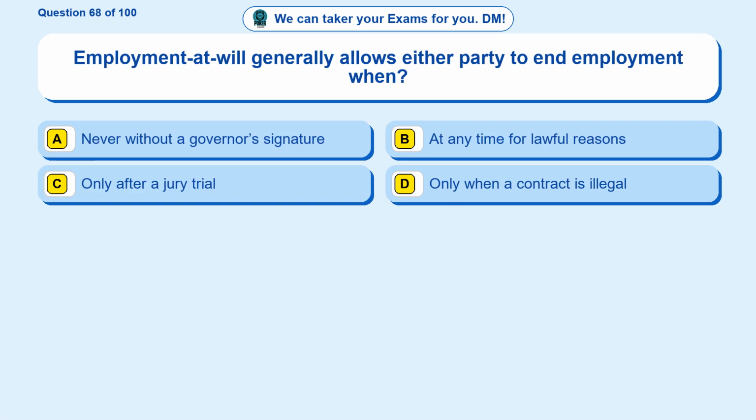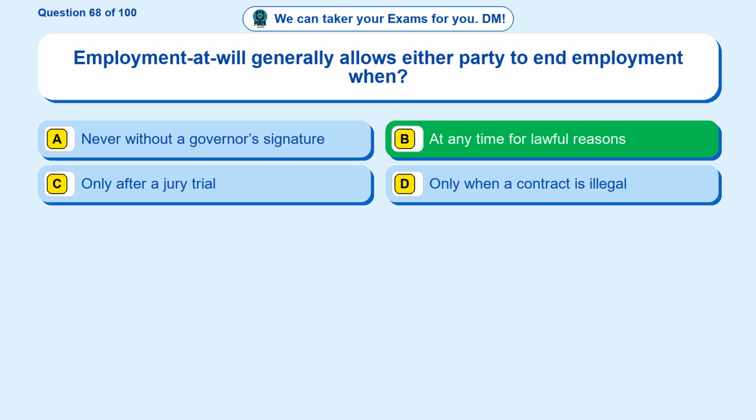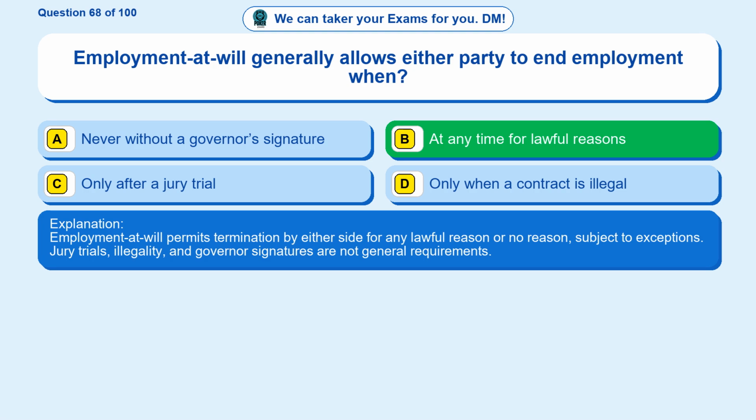Question 68. Employment at will generally allows either party to end employment when? Option A. Never without a governor's signature. Option B. At any time for lawful reasons. Option C. Only after a jury trial. Option D. Only when a contract is illegal. The correct answer is option B. At any time for lawful reasons. Employment at will permits termination by either side for any lawful reason or no reason, subject to exceptions. Jury trials, illegality, and governor's signatures are not general requirements.